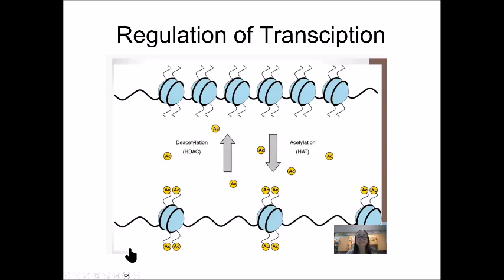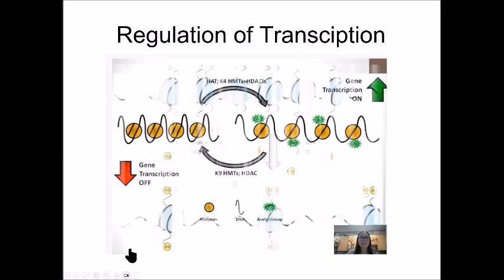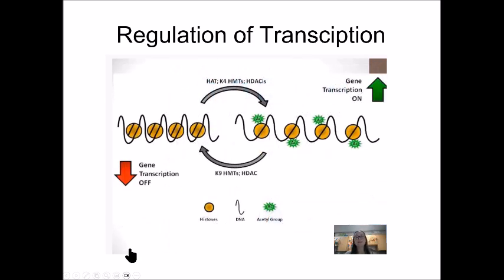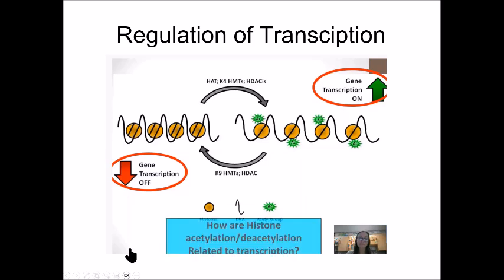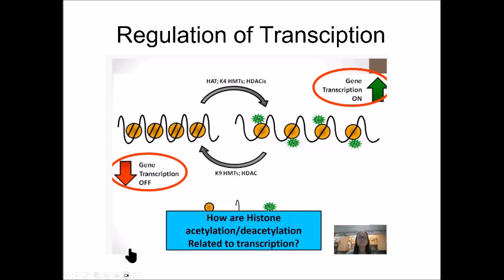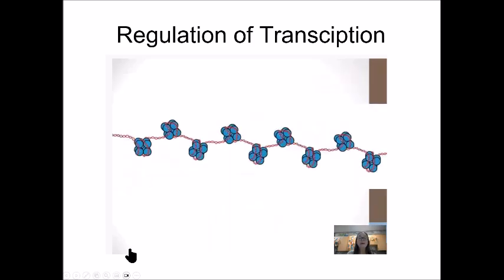That's called deacetylation. So now I like this picture because it shows when you have acetyl groups, gene transcription is turned on. When you remove or deacetylate, that gene transcription is turned off, back in heterochromatin. So how are histone acetylation or deacetylation related to transcription? That's your box 3.